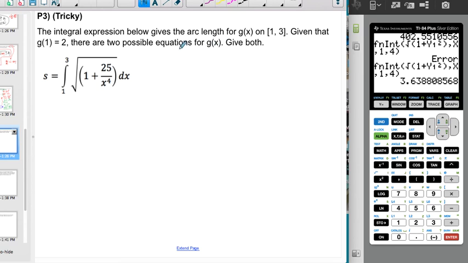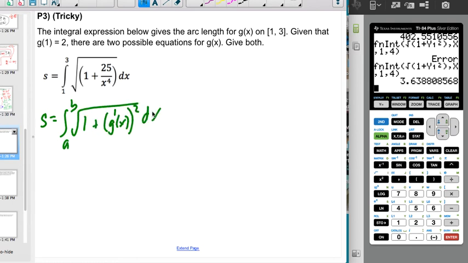We have some g of x. This is the arc length. I know that this is the arc length from A to B. This should be the integral of the square root of 1 plus g prime of x, quantity squared, dx. So what I need to get from this information is that this thing is g prime quantity squared. That's the leap that you have to make.